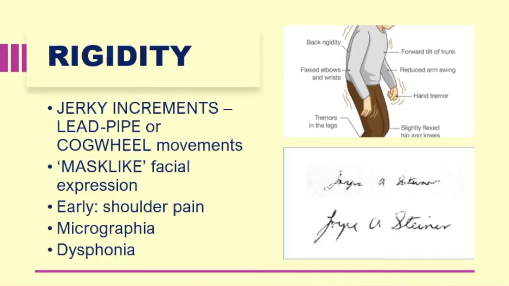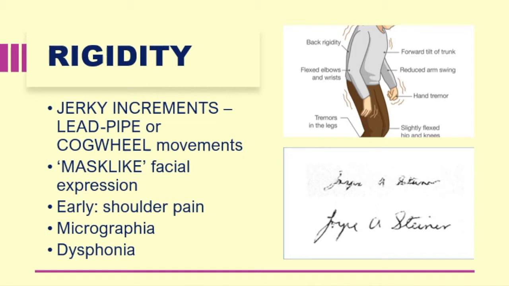Then you have rigidity. So class, your rigidity, that would refer to its cause, by the limb to move in jerky movements. So it is also sometimes referred to as your lead pipe rigidity or your cogwheel rigidity. So your patient is also manifesting with mask-like facial expression. So class, it's like your patient is wearing a mask. Okay, they are not showing any emotions on their face.